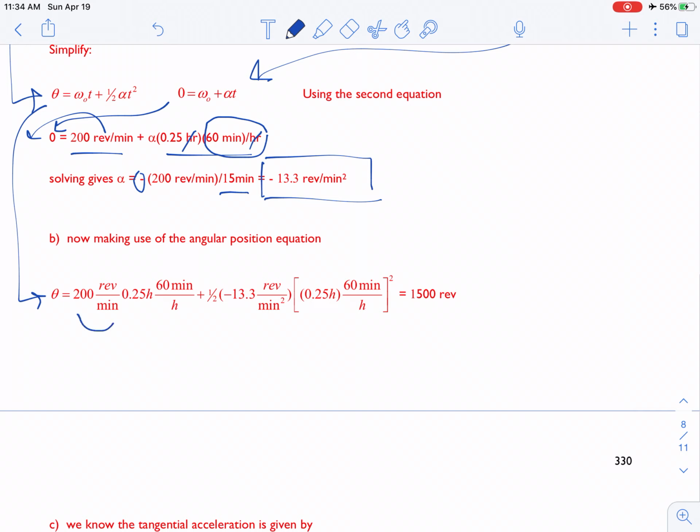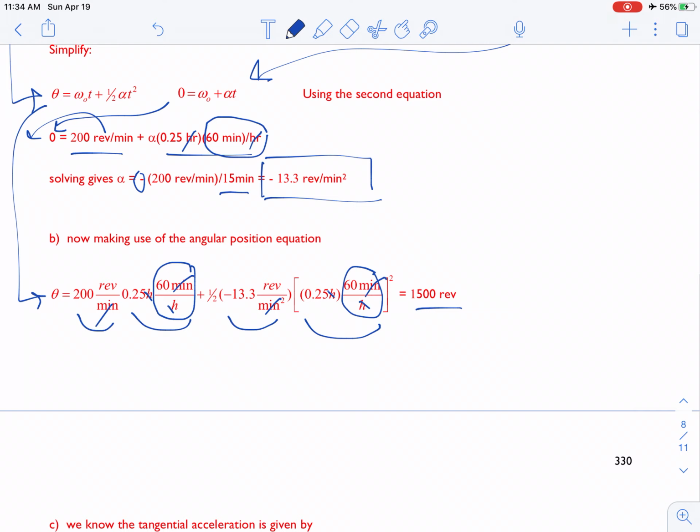Omega 0 was revolutions per minute, and t was in hours. So you need to use this conversion factor to convert it to minutes. And this is our alpha here, 1/2 alpha, and this is our t square. Once again, you need to convert it to minutes before doing anything else. So we did convert the time here and time square here. And if you check your units, minute squares will go away in here, and then minutes will go over there. So these two and these two. Then you're going to get revolution, as you should.